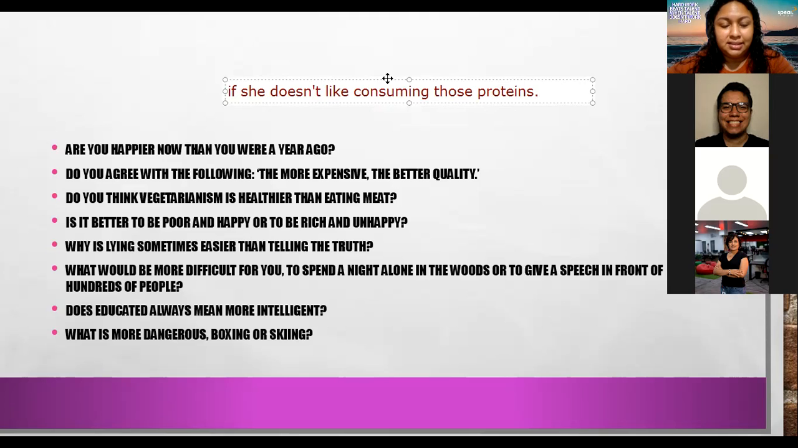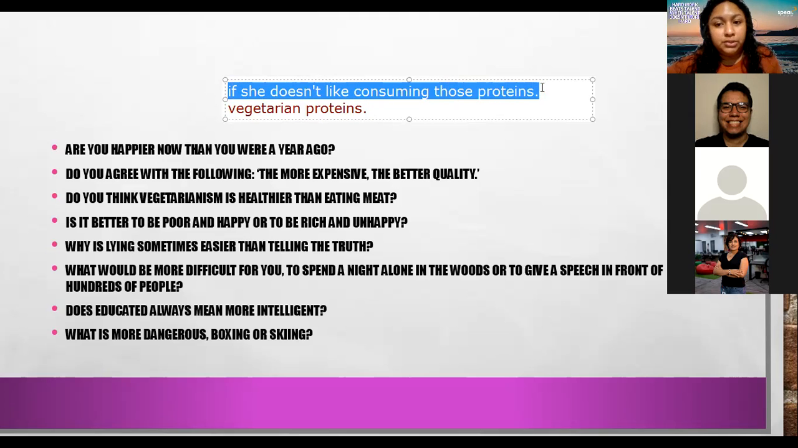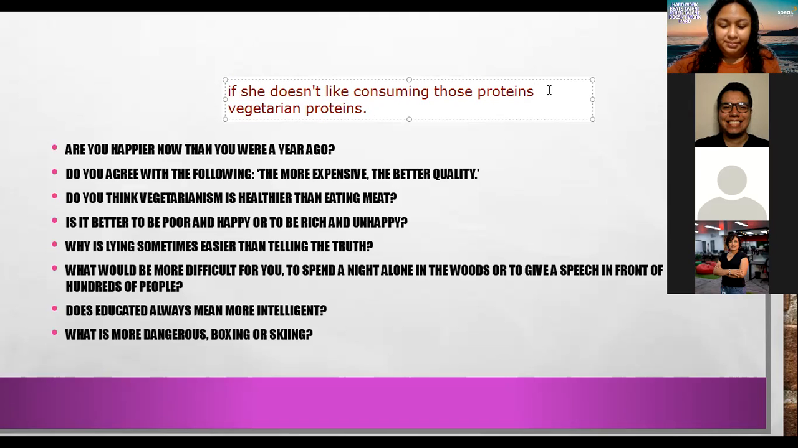vegetarian protein. Okay, so we can say vegetarian, it's fruit, that can replace the meat. Yes, of course. Okay, let's repeat. If she doesn't like consuming those proteins, if she doesn't like consuming those proteins. Very good. All right. Great job, people.